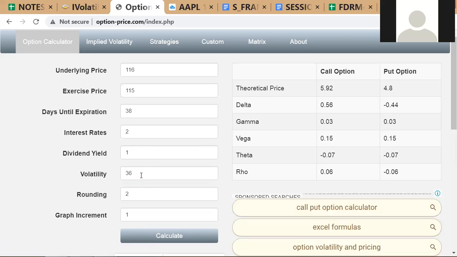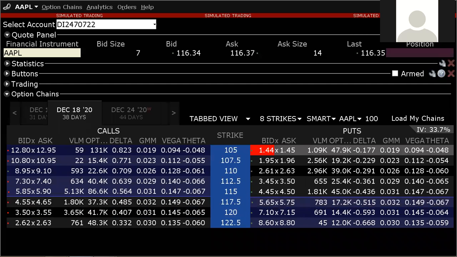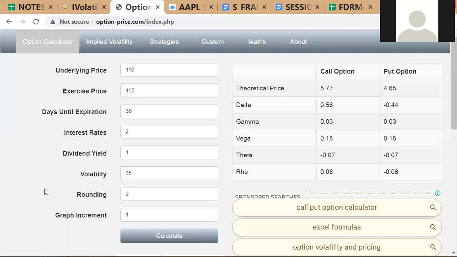That's too much, right? So around 35 is correct. If you see now, this is why they put the I-Vol. You see what the I-Vol is? Now prices are moving up, and the I-Vol is around 35. You can see 34.7. So that's basically what we are doing. This is what I-Vol means.